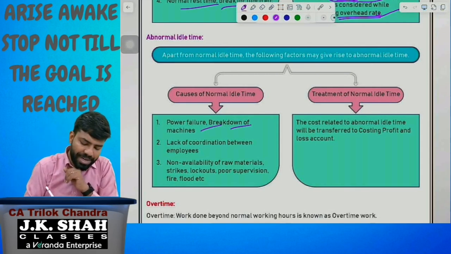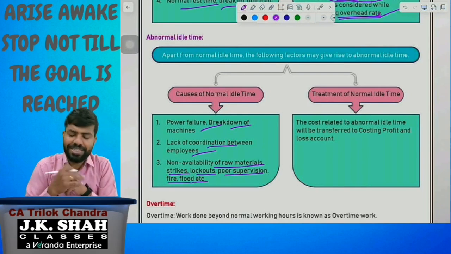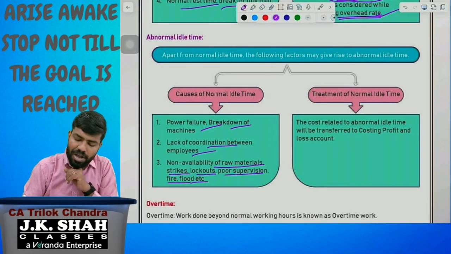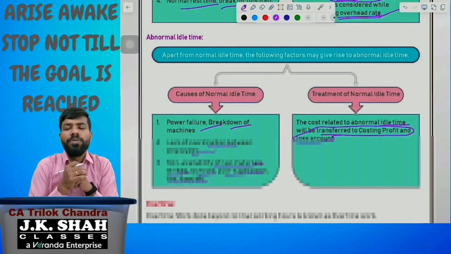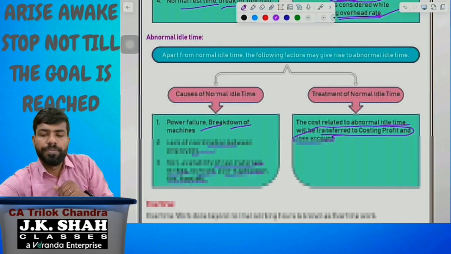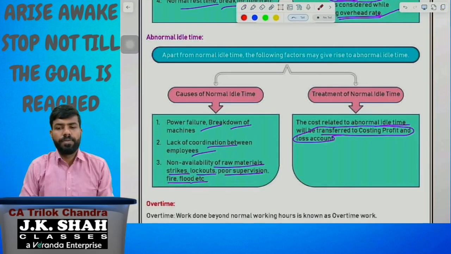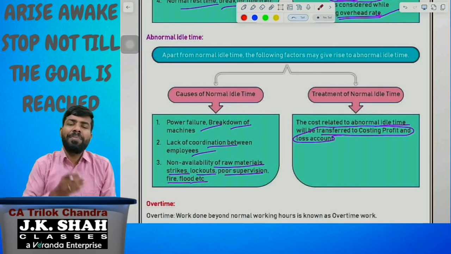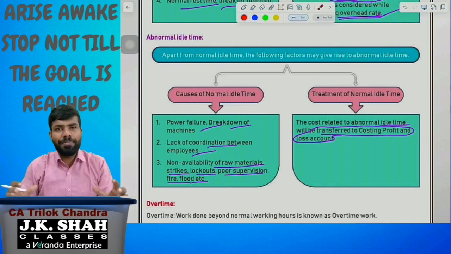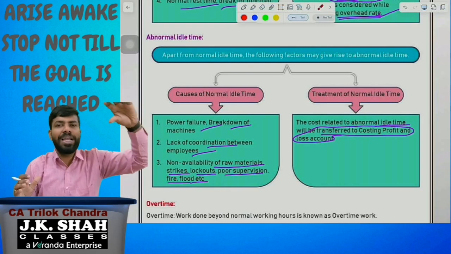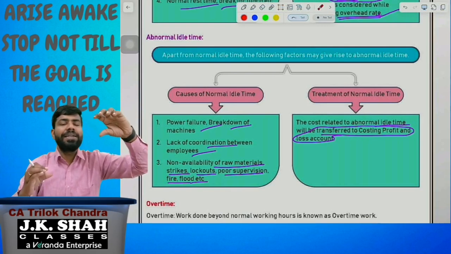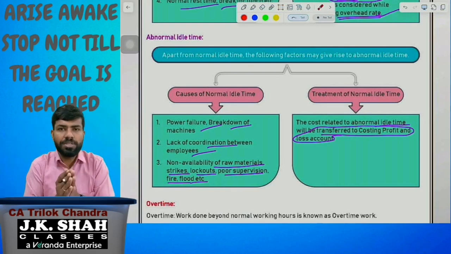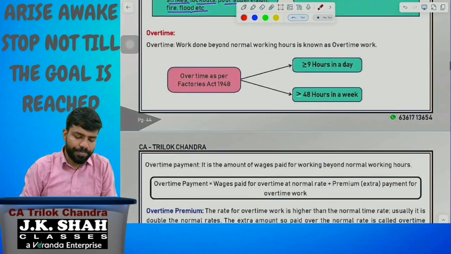Look here: power failure, breakdown, lockdown, lack of coordination between employees, non-availability of raw materials, strikes, lockouts, poor supervision, fire, floods, etc. What is the treatment? Cost related to abnormal idle time will be transferred to the costing P&L account. Okay, this is about normal idle time and abnormal idle time. Very simple. Normal idle time will be added to the labor hour rate. Abnormal idle time will be transferred to the P&L account. Clear on this? Okay, now let us discuss overtime.